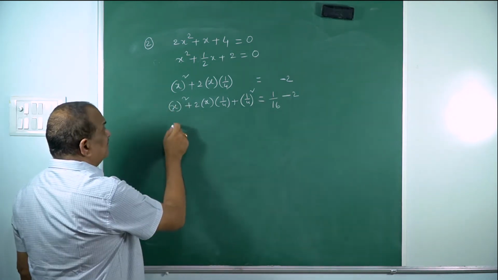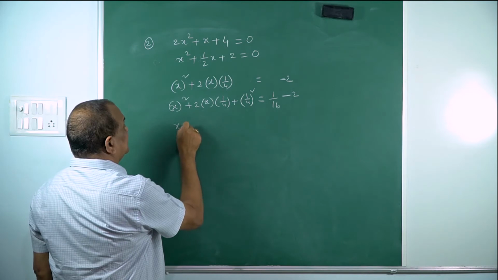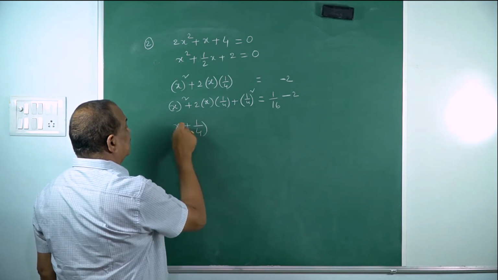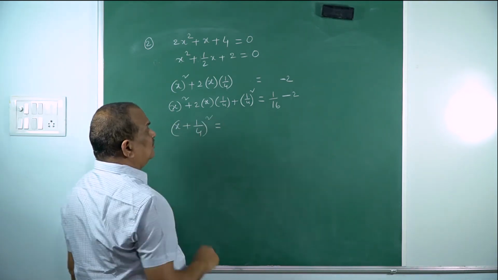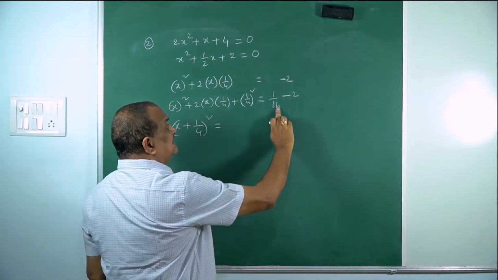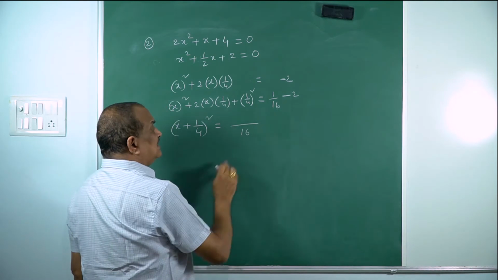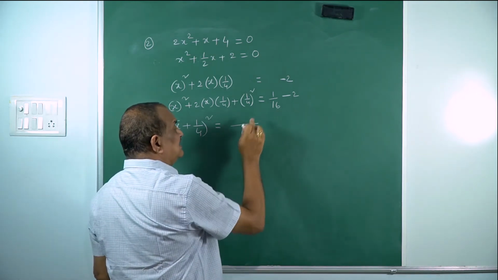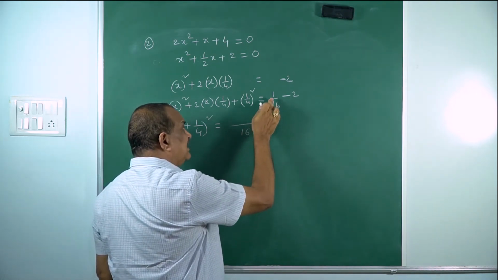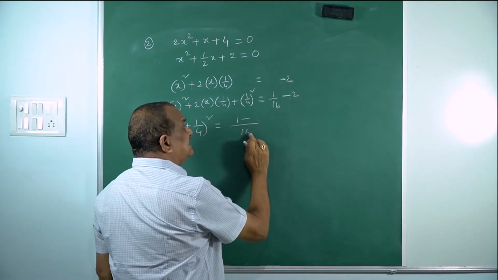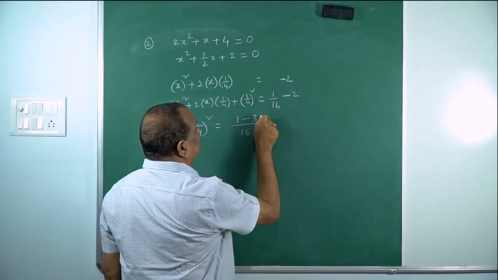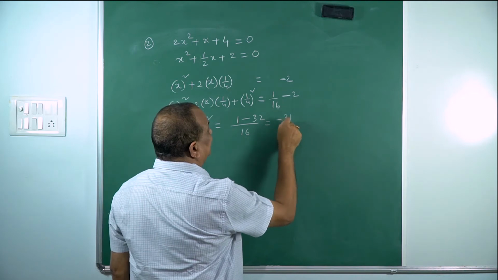Now tell me, this is x plus 1 by 4 whole square is equal to, 16 is the LCM. 16 times 16, 1. In this 16 goes 1 time, 1 is 1. And 16 times this 2, 32. And the answer is minus 31 by 16.